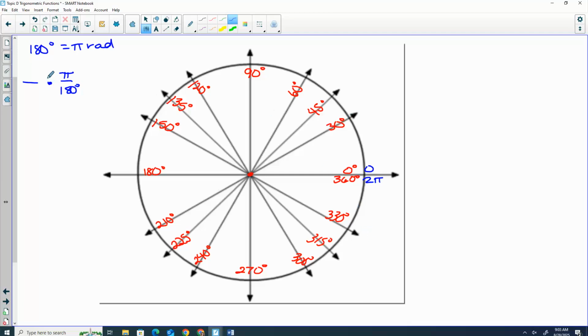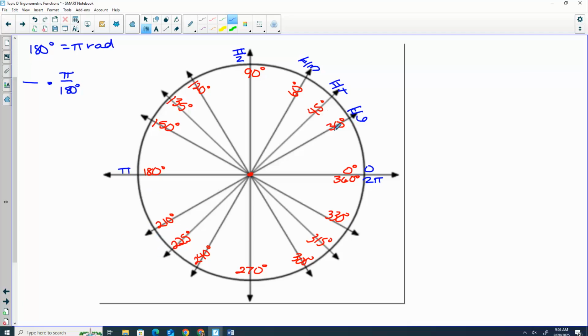If you multiply by 30, 30 over 180 is 1/6, so pi over 6. 45 over 180 is 1/4, so pi over 4. 60 over 180 is 1/3, so pi over 3. 90 over 180 is 1/2, so pi over 2. If we jump down here, 180 times pi over 180 is just pi.